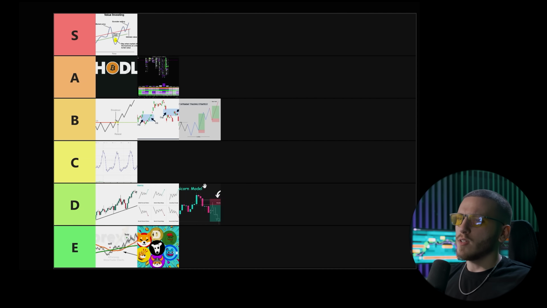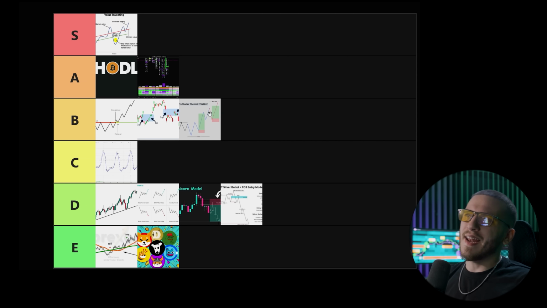The unicorn model, we've tested it quantitatively, it has no edge. The silver bullet also has no edge, but they overall can have an edge, I would say. There are some successful SMC ICT traders out there. Solid B tier for that.